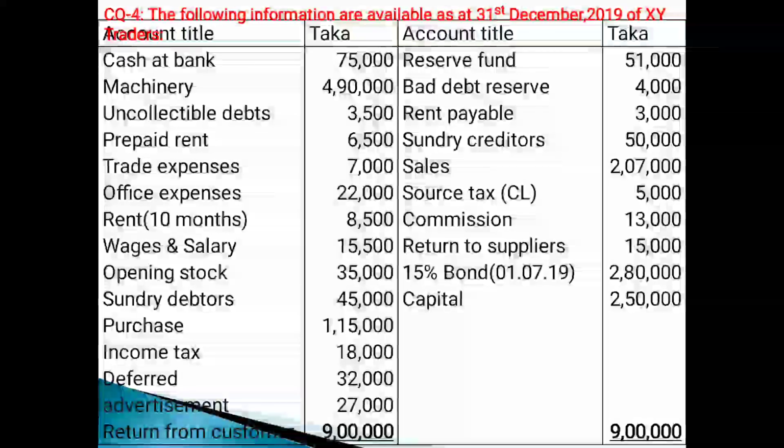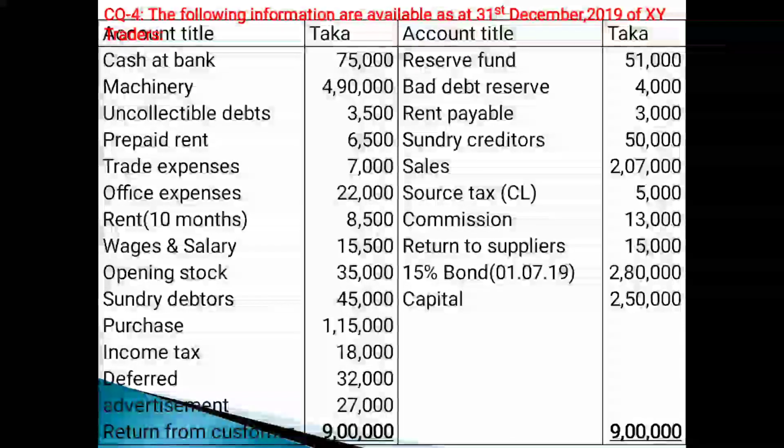Rent for 10 months 8,500, that is rent paid for 10 months, taka 8,500. So 2 months rent is due at this moment. 2 months rent due, that is 8,500 divided by 10 into 2, that is taka 1,700, to be added with the rent amount of taka 8,500, and 1,700 to be shown in current liability.